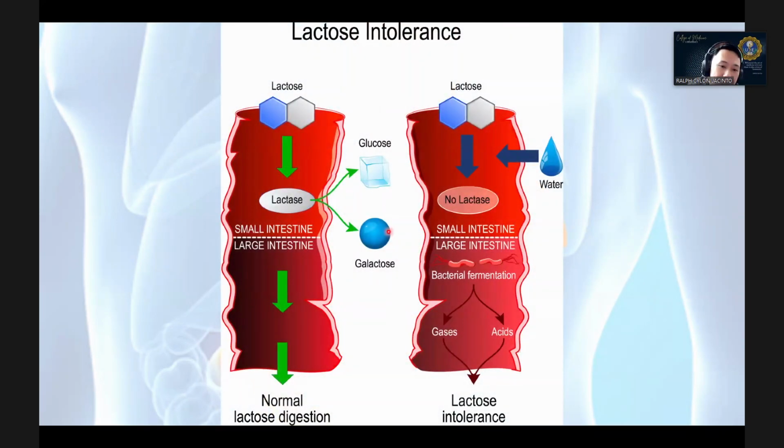So, 'di ba, normally, the left side here shows what happens normally. So your lactose, 'di ba? It is acted upon by your brush border enzyme lactase, where it is broken down into glucose and galactose, and eventually it is absorbed. So lactose, glucose and galactose do not reach the colon.